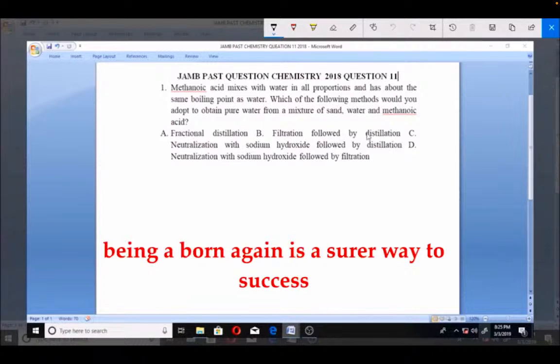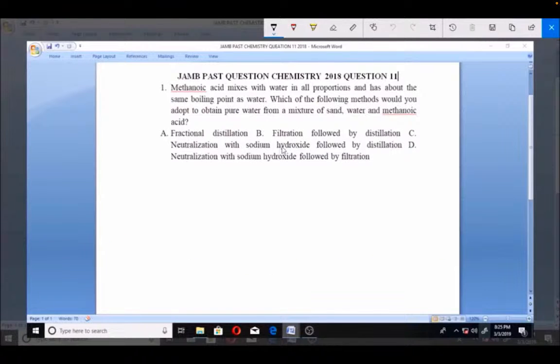B. Filtration followed by distillation. C. Neutralization with sodium hydroxide followed by distillation. D. Neutralization with sodium hydroxide followed by filtration. Now, whenever you see a separation process in which the constituents have the same boiling point, the most ideal method for separation is fractional distillation. Very, very important. So this alone makes this the right answer.